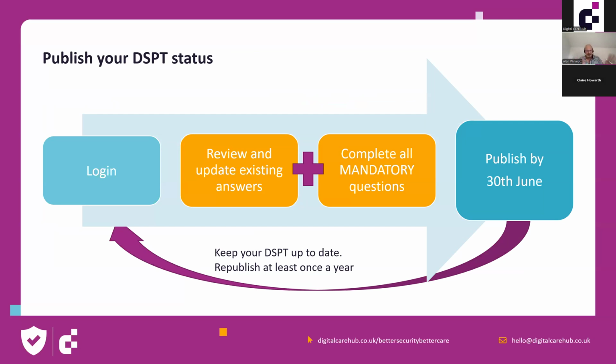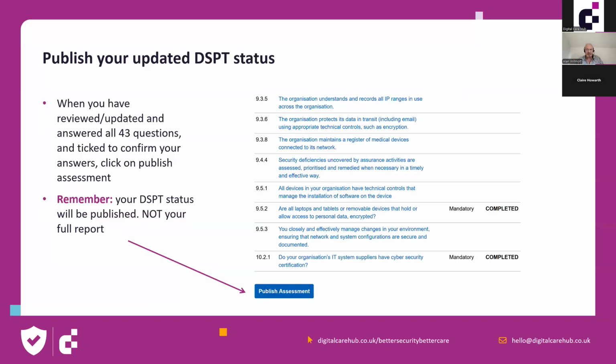So having completed all the responses, you can scroll to the bottom of the page and you will see the publish assessment box at the bottom. So you've responded to all of the 43 questions appropriately. You've ticked to confirm your answers. Click on publish assessment. Remember, when you click on publish assessment, what will be published is your DSPT status and the date that that was completed, not what you've put in response to the questions itself.